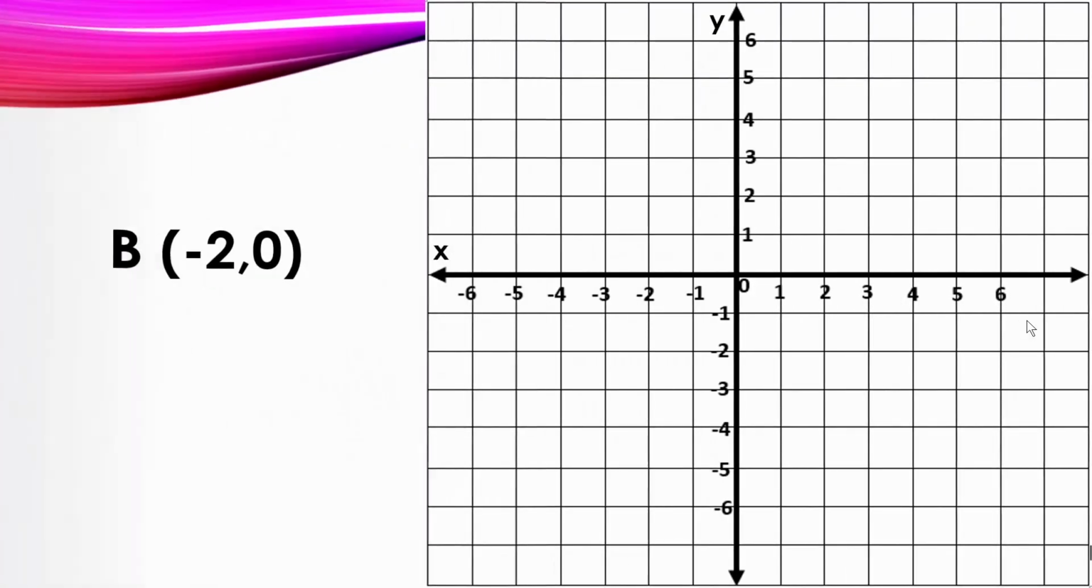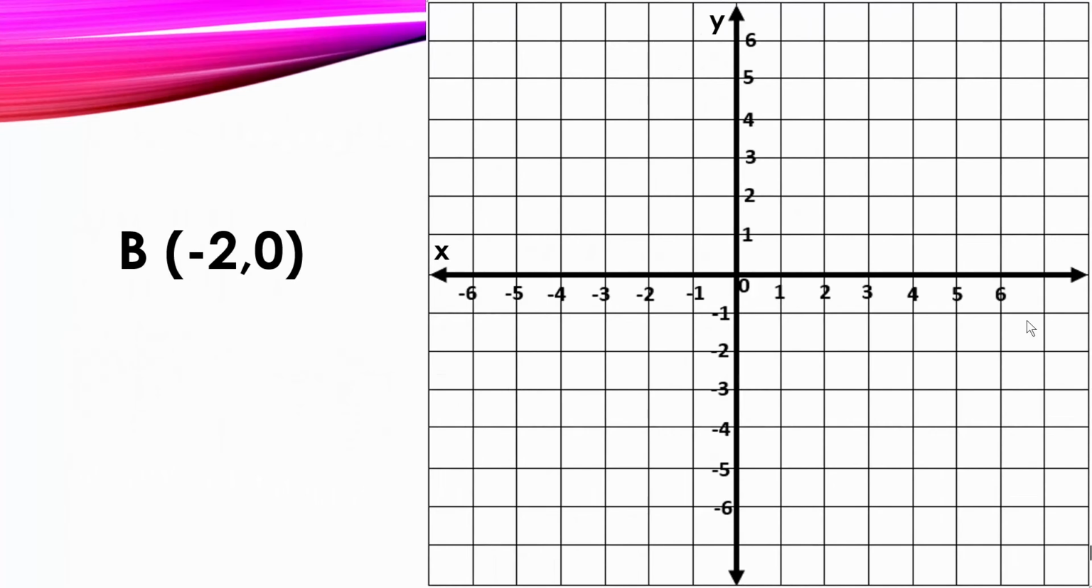Let us have another example. Let us plot point B. Again, where is the starting point? Good. Our starting point is at the origin. And what is our first move? Correct. Our first move is 2 units to the left since the x-coordinate is negative 2. 1, 2. And as we can see, the given y-coordinate is 0. Do we still need to move upward or downward? That's right. We don't need to move upward or downward anymore since the y-coordinate is 0.